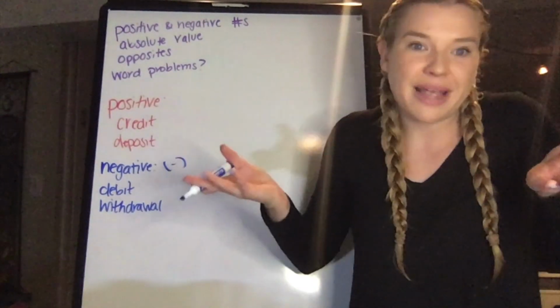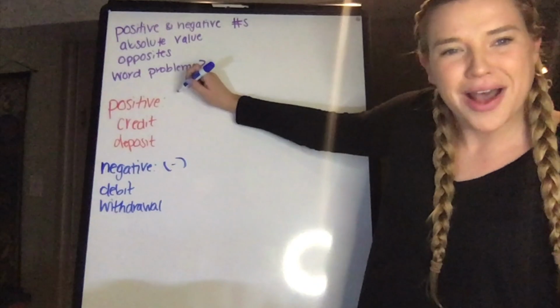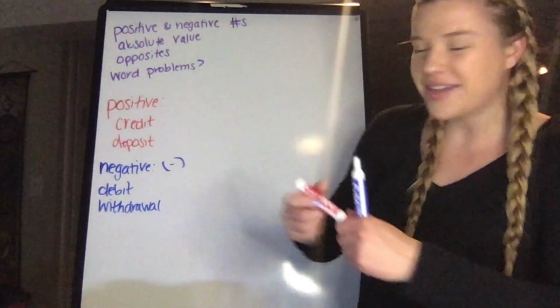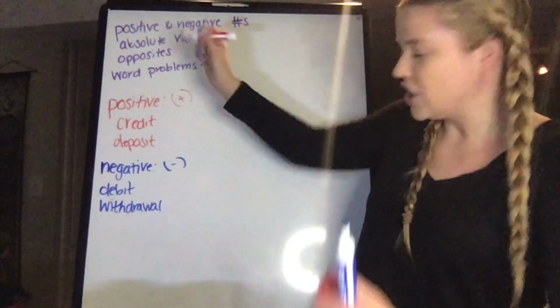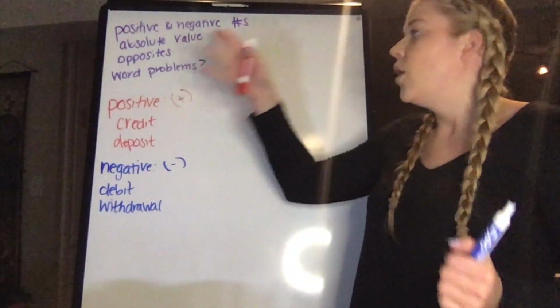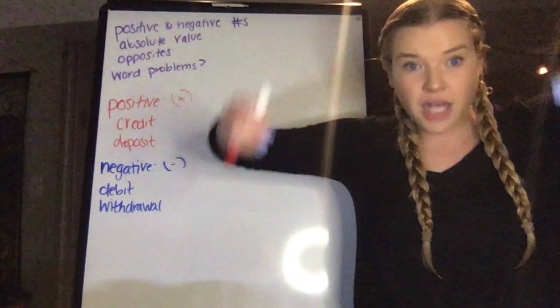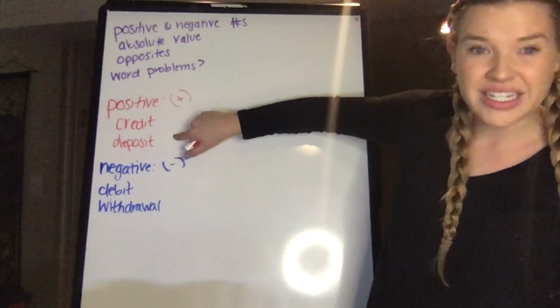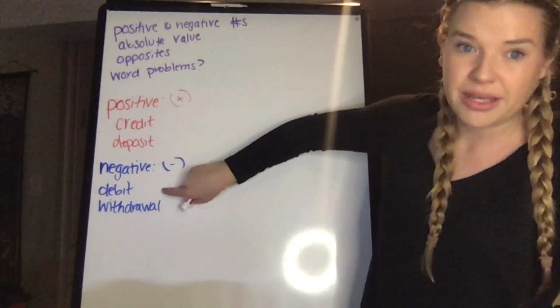Yes, that's what's happening, right? And our positive symbol, I didn't even think about that. And our positive symbol just looks like an addition sign. Wow. Okay, so when I'm talking about money and I'm talking about positives, I'm talking about words like credit and deposit. When I'm talking about negatives, I'm talking about words like debit and withdraw.